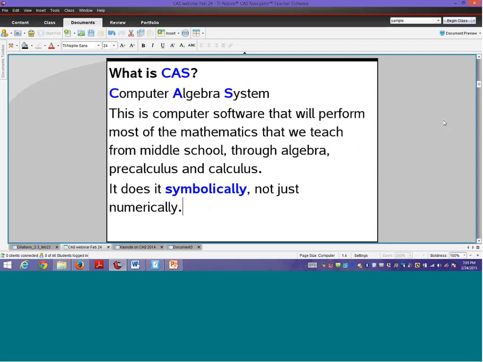CAS stands for Computer Algebra System. And this is computer software that will pretty much do everything that we teach from grade K through grade 12 in calculus, integral and differential calculus, and beyond. But it does it symbolically, not just numerically, meaning it does it in terms of variables, not just in terms of numbers.